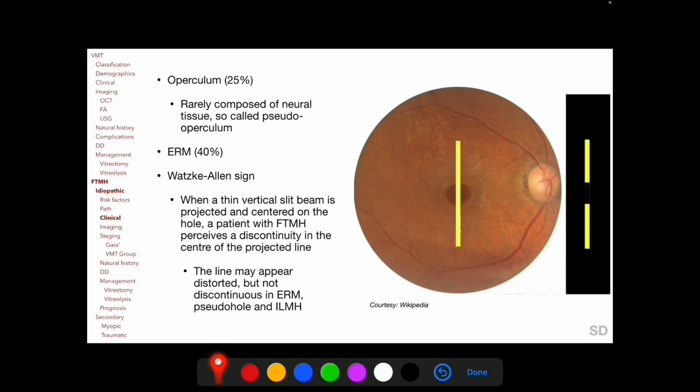The Watzke-Allen sign may be elicited in a patient with a full-thickness macular hole, in which, when a thin vertical slit beam is projected and centered on the macular hole, the patient will perceive a discontinuity in the center of the projected line corresponding to the macular hole. In contrast to patients with full-thickness macular holes, patients with epiretinal membranes, macular pseudoholes, and inner lamellar macular holes may perceive distortion in the center of the projected line but will not report discontinuity.